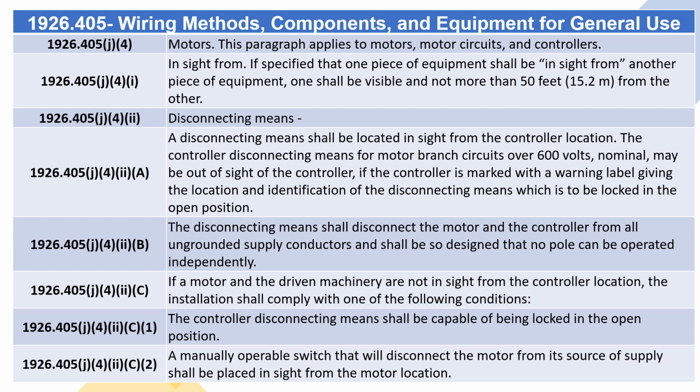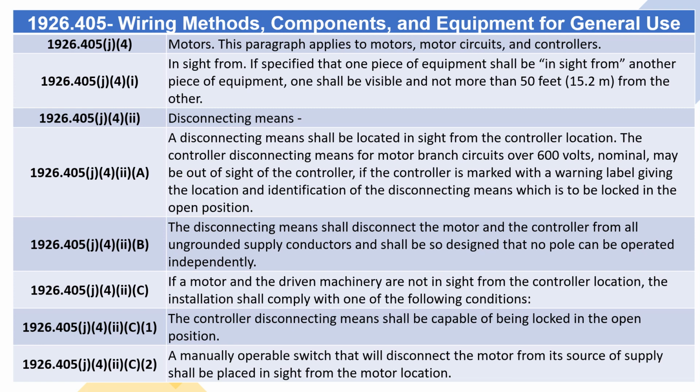1926.405(J)(4) Motors. This paragraph applies to motors, motor circuits, and controllers. (i) In sight from. If specified that one piece of equipment shall be in sight from another piece of equipment, one shall be visible and not more than 50 feet (15.2 meters) from the other. (ii) Disconnecting means. (A) A disconnecting means shall be located in sight from the controller location. The controller disconnecting means for motor branch circuits over 600 volts, nominal, may be out of sight of the controller if the controller is marked with a warning label giving the location and identification of the disconnecting means which is to be locked in the open position.